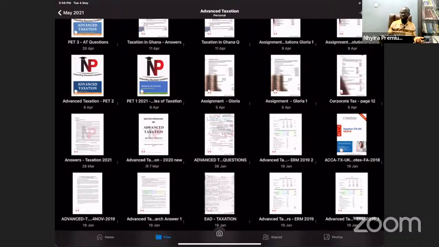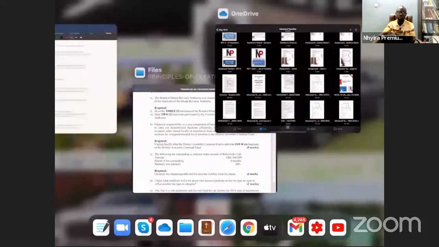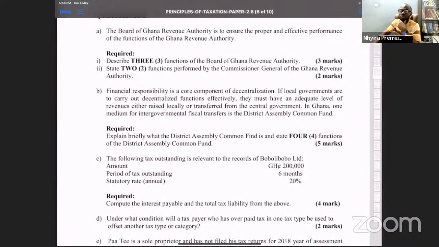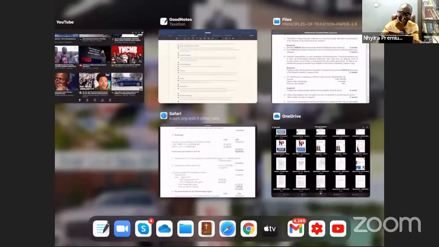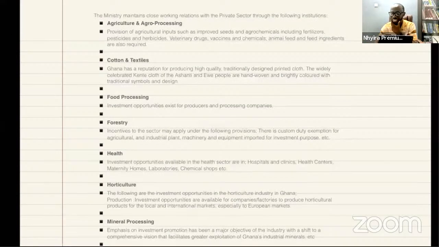Just that, nobody would think that common fund and those things could be coming up. But the concept of centralization and decentralization, it's part of fiscal policy. So they said state four functions of the district assembly common fund. If you're a good PSA student, you should be able to state some of these things here. Just that you won't even see it coming. That's one of those things that you will not see it coming in that case.